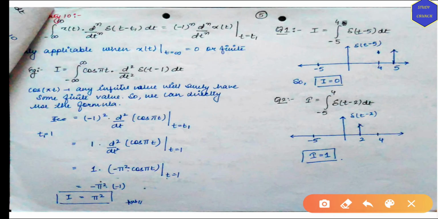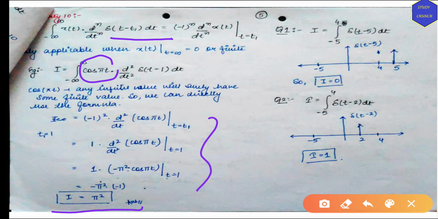Property number 10, x of t into the derivative of the delta, then it is applicable that it will be equal to 0 or a finite value. For example, I is equal to the integral of cos of pi t into the second derivative of delta of t minus 1. So we know that cos pi t of this function will be having some finite value, so we can directly use the formula. So by solving it from the formula, we'll be getting I equal to pi square.